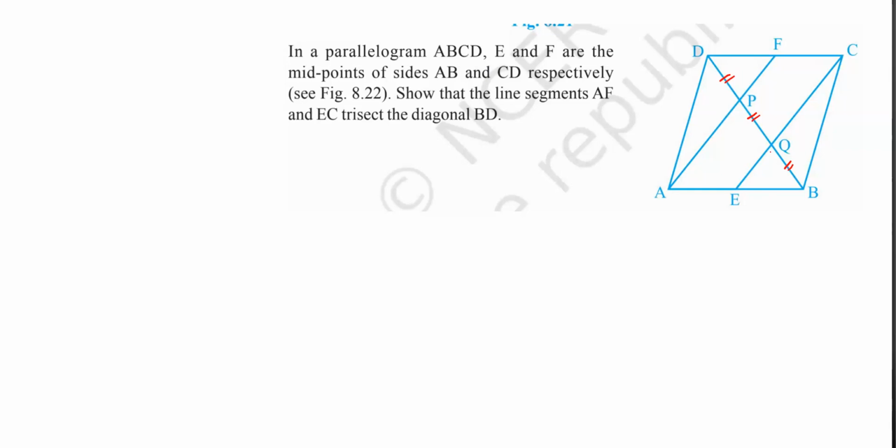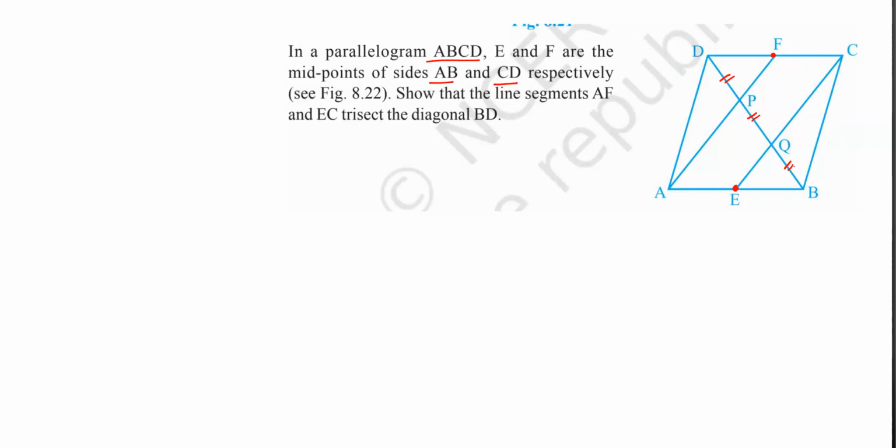Okay. So what is saying that in a parallelogram ABCD, E and F are the midpoints of side AB. Sorry, this E is the midpoint of side AB and F is the midpoint of this one. It is being given to you. And it is also been given that AB is parallel to CD. This is given to you.